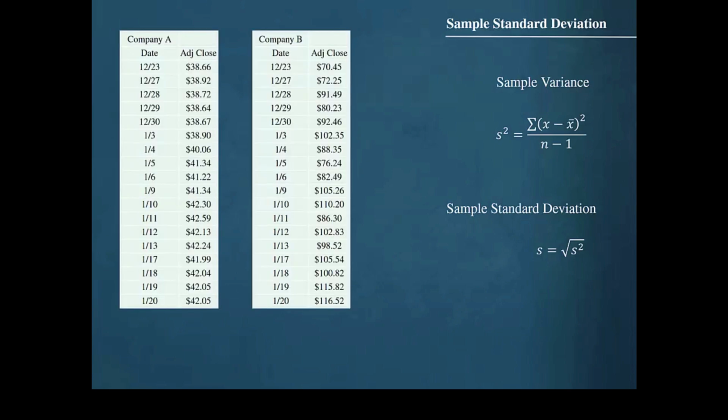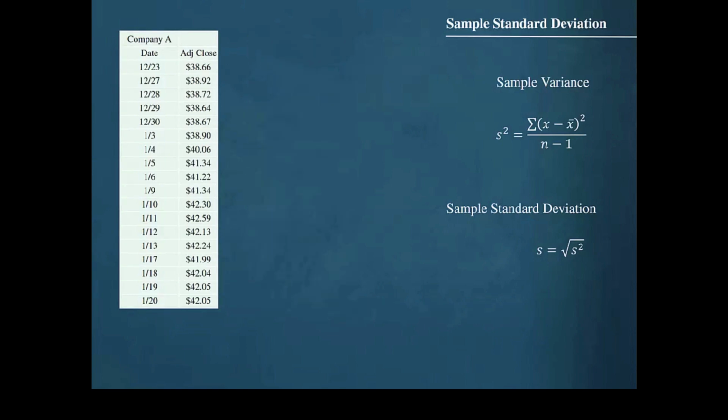Here we have the sample datasets for the two companies. Let's begin with Company A. Note that the formula shows that we will need to subtract the sample mean from each data value. These are called the deviations from the mean. The mean for this data set is $40.77.